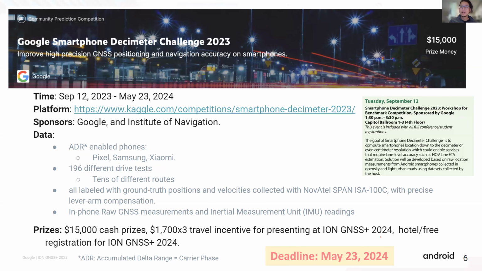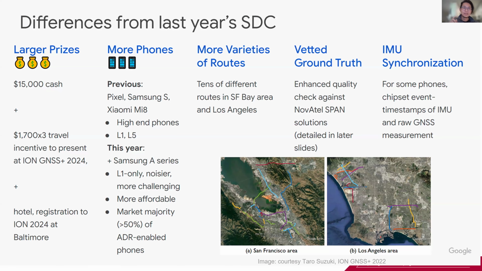Okay. I want to talk about one last slide. I know I'm talking too much, but one last slide. I want to talk about how good this SDC is. We have a cash prize. Last year I think we had only 10,000, but this year it is 15,000. Very good. And 3 teams can come to ION GNSS+, and the hotel registrations are all included. And we not only have high-end phones, but also very challenging low-end phones, the Samsung A series, L1 only. It's very challenging. So if you want to see how good your algorithm is on real smartphone data, please do try this data set and submit your result to Kaggle.